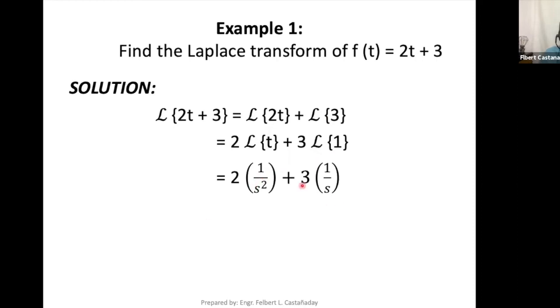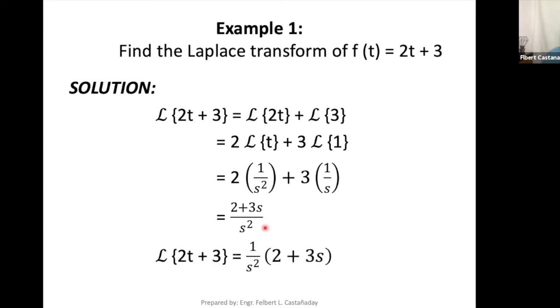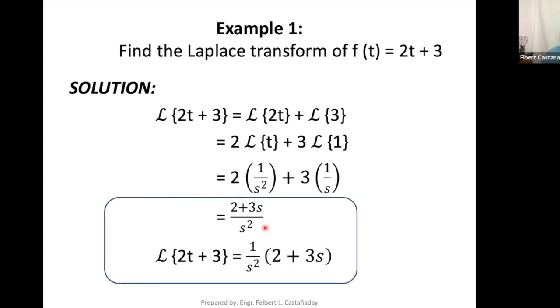So then you arrange your final answer. If it is not that complicated to put into 1 fraction, then do it. So this is your final answer, 2 plus 3s over s squared, where you simply factor out 1 over s squared. And this is your final answer. So either of these two.